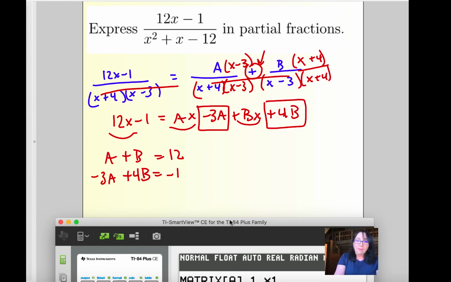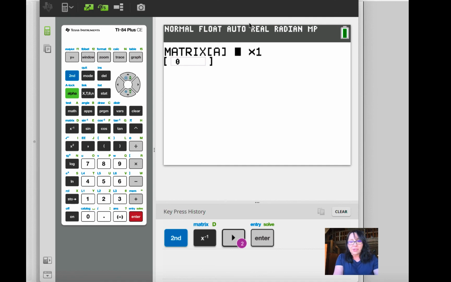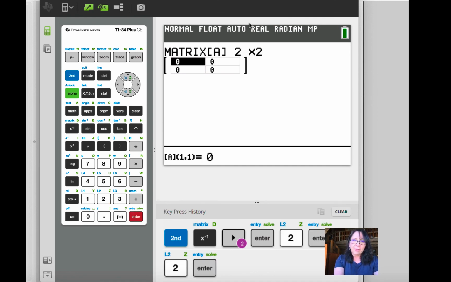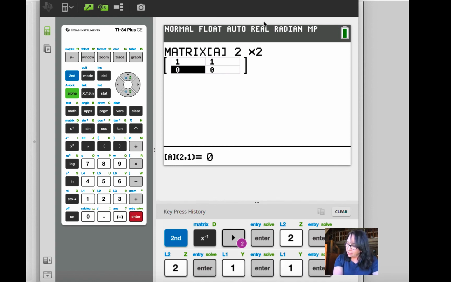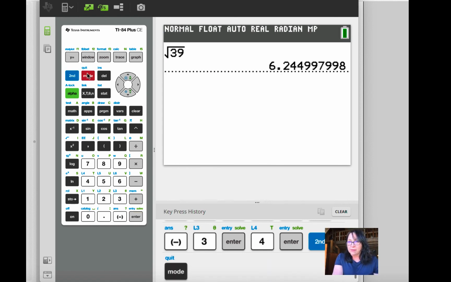Okay, so when I'm doing this, right, this is a 2 by 2. So I'm going to enter 2, enter 2, enter. So now there's my 2 by 2. And I've got 1, enter, 1, enter. And on the denominator, I have a negative 3. So negative 3, enter. And then it looks like I have a positive 4, 4, enter. So when you're done, after you've entered this, you need to quit. So second quit, all right?